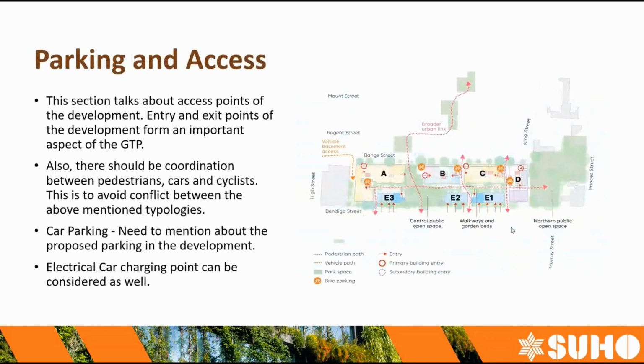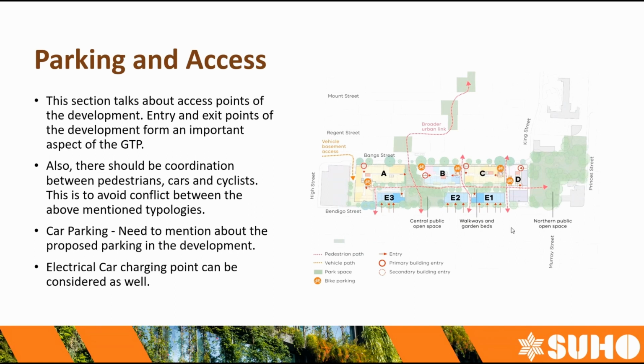Then we'll talk about parking and access. This section talks about access points of the development. Entry and exit points of the development form an important aspect of the GTP. Also, there should be coordination between pedestrians, cars, and cyclists. This is to avoid conflict between the above mentioned typologies.